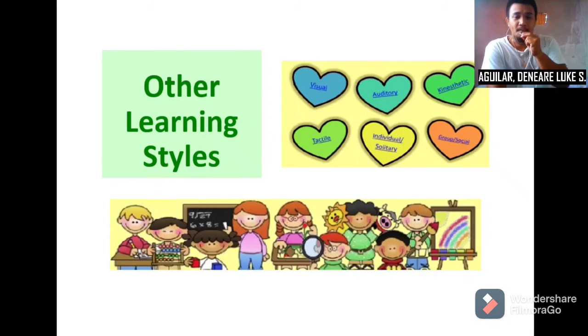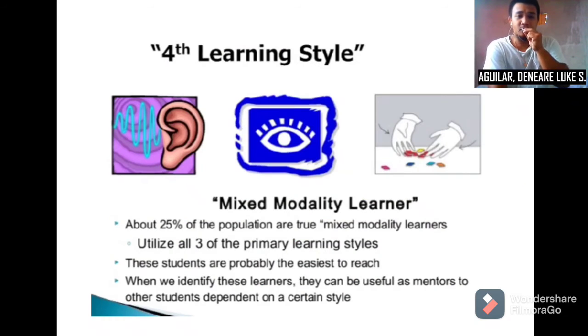Other learning styles. Fourth learning style: mixed modality learner. About 25% of the population are true mixed modality learners. They utilize all three of the primary learning styles. These students are probably the easiest to reach. When we identify these learners, they can be useful as mentors to other students dependent on a certain style. This type of learner utilizes his or her visual, auditory, and kinesthetic skills.